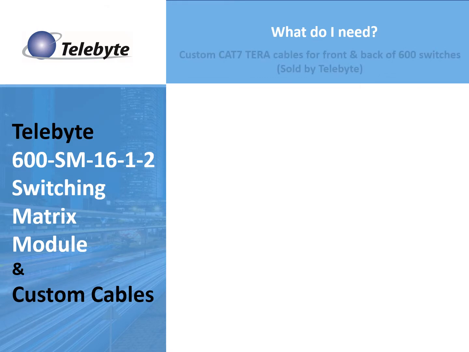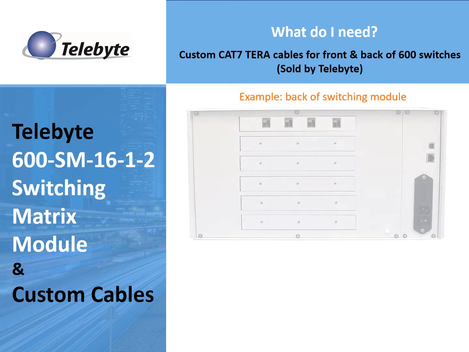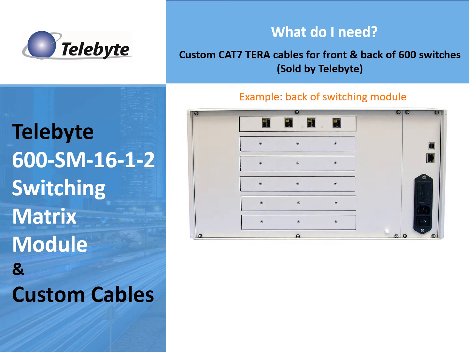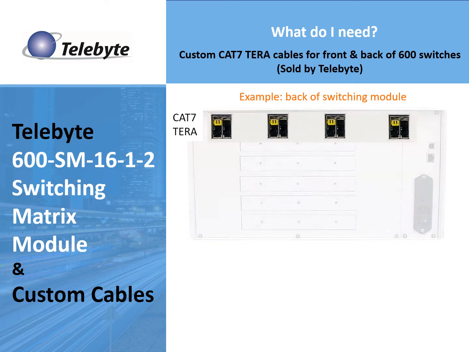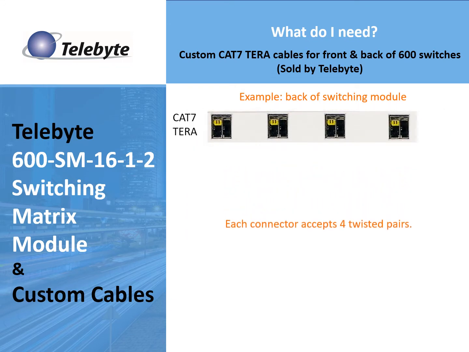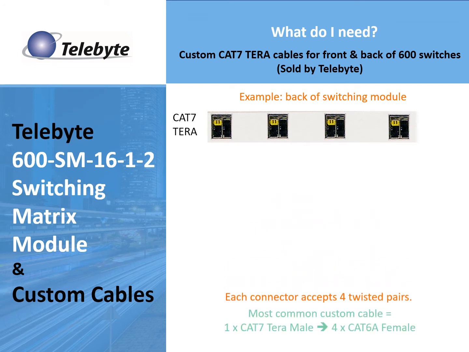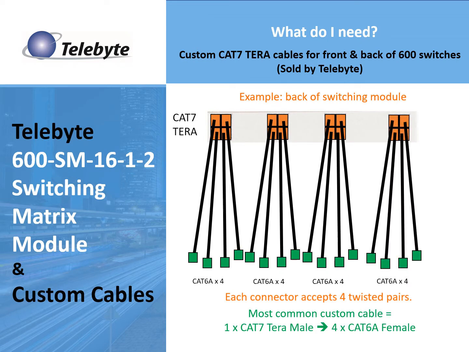The switching matrix module uses Cat7 Terra connectors on the front and back. Each Cat7 Terra connector accepts 4 twisted pairs. The most common custom cable will terminate in 4 Cat6A female connectors, which are installed in a patch panel.